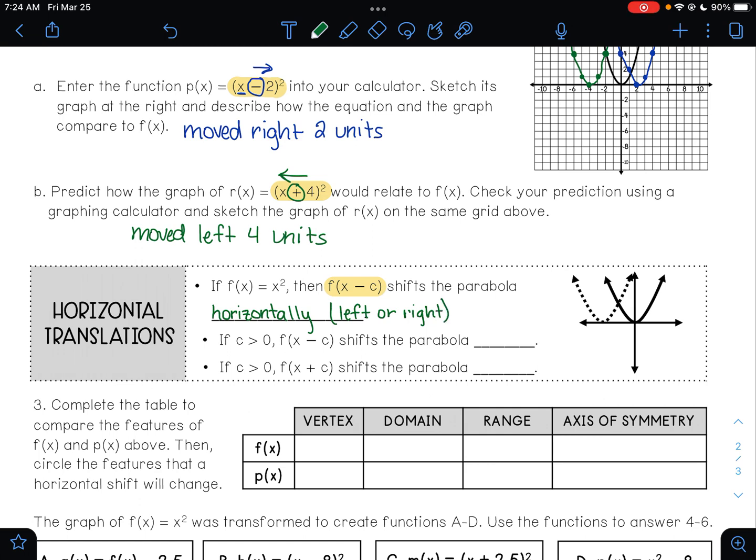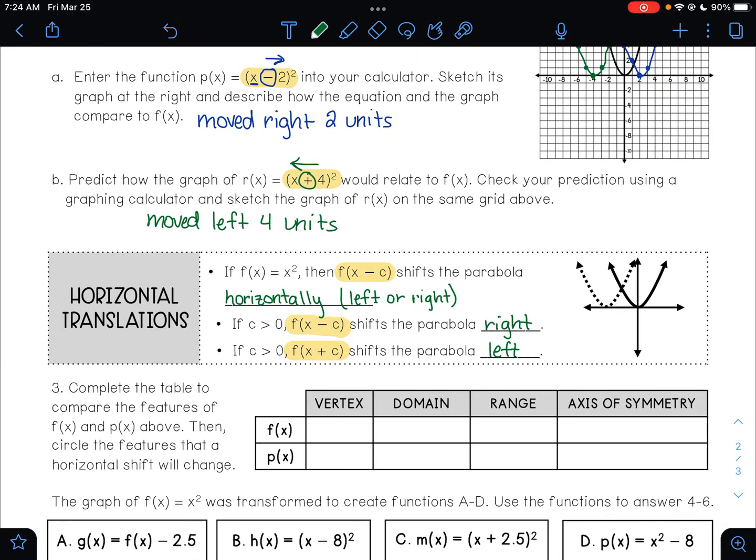Okay, so if it looks like x minus c, that is when it moves to the right. If it looks like x plus c, then it's going to move to the left. So you have to remember that this one is opposite of what it looks like.